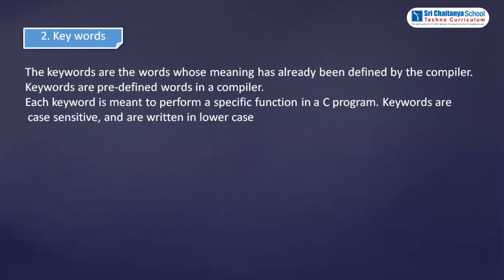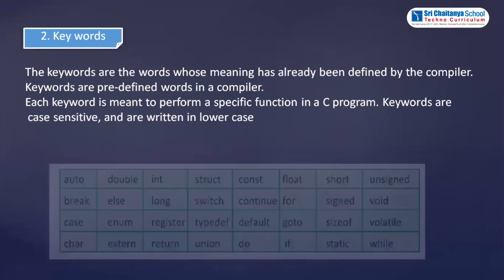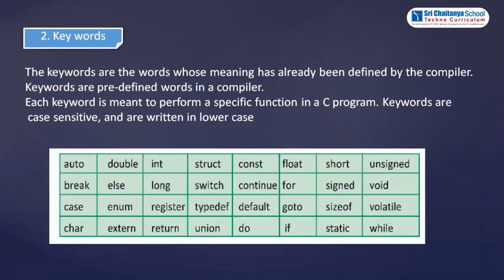So these words are easily identified by the compiler itself. And each keyword is meant to perform a specific function in a C program. Keywords are case sensitive. I repeat, keywords are case sensitive and must always be written in lower case only. These are a few of the keywords: auto, double, int, struct, const, float, short, and the list goes on.